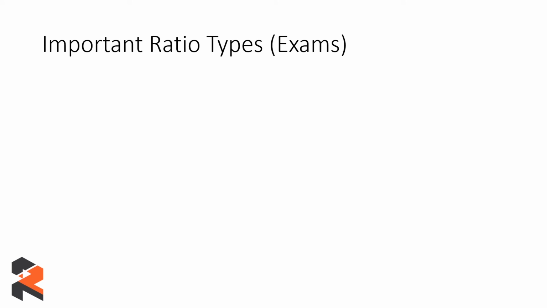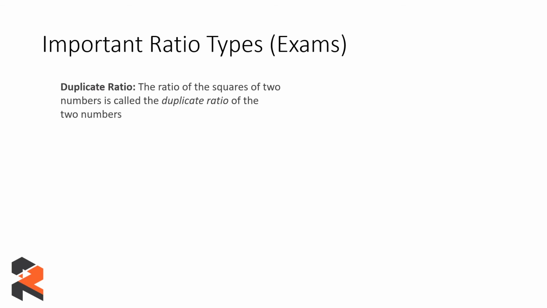Now, the types of ratios which are important from the exam point of view are the ones we are going to discuss here, and we will also come to know why they are important. The first one is duplicate ratio. What is it? The ratio of squares of two numbers is called the duplicate ratio of the two numbers. Now let's look at an example.